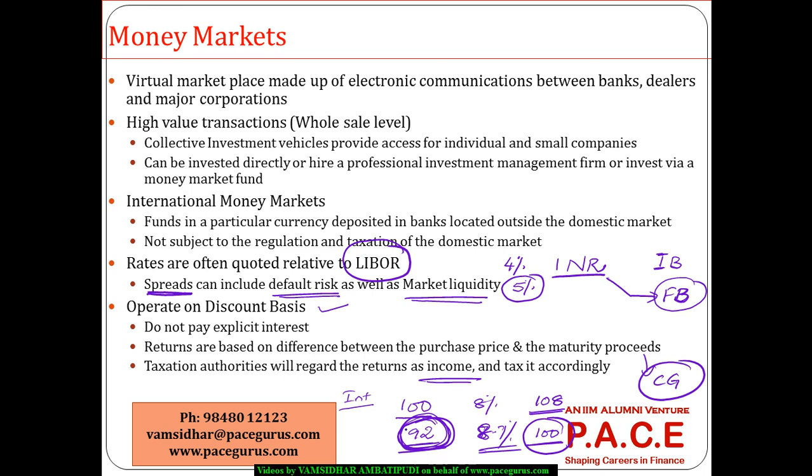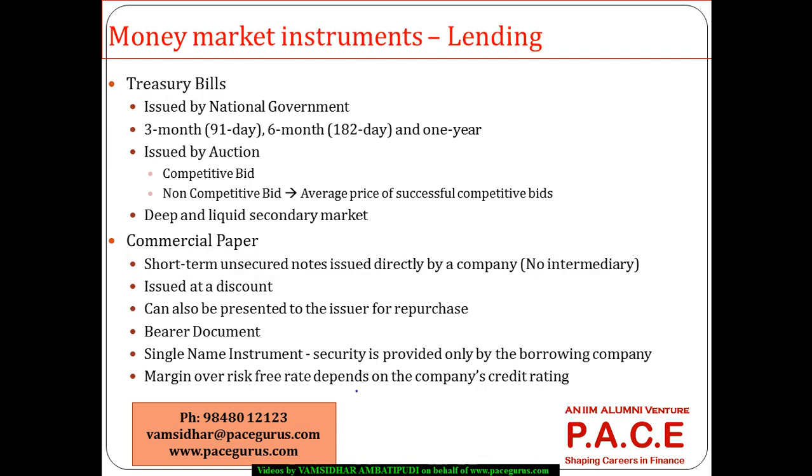It looks as if I have purchased something at 92 and I am selling it at 100, so there is a capital gain of 8. So there should be a capital gain tax applied on it. But from the taxation perspective, the tax authorities will still look at it as income and tax it based on the income itself, not on the capital gains. So these are some of the important aspects of money markets that we need to be comfortable with.